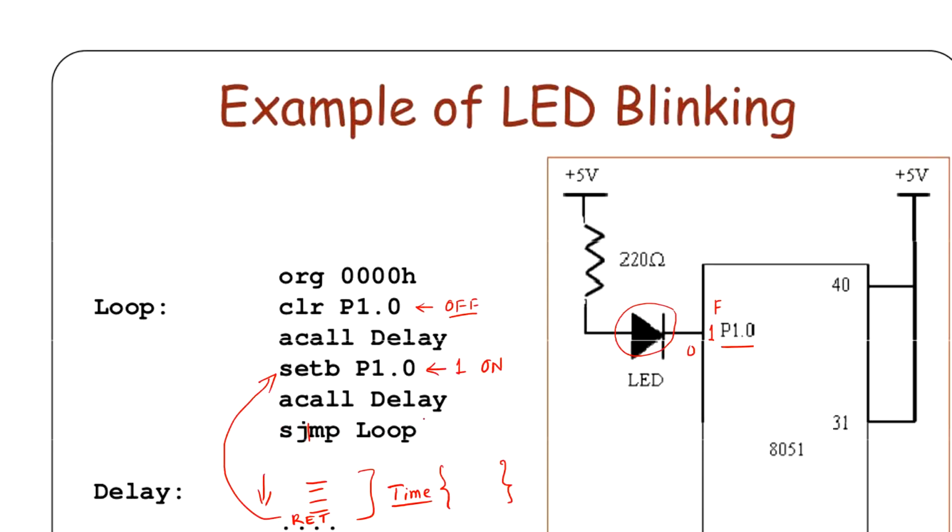Then again you call the delay here, and it is executed. That many times, let's say 1 millisecond or 10 millisecond, until that time your LED will be on. So this continuation takes place when the LED will be off, or within that there is a delay time.